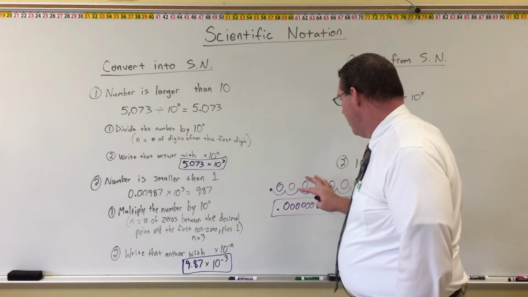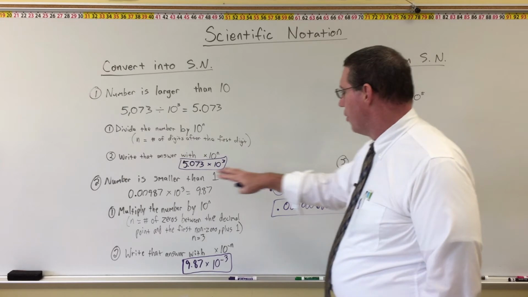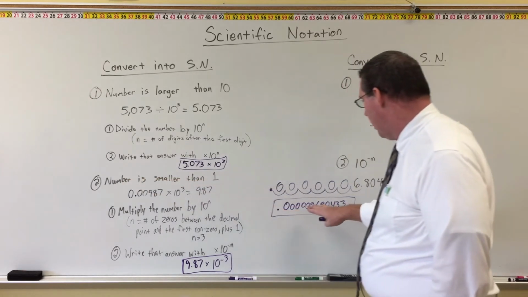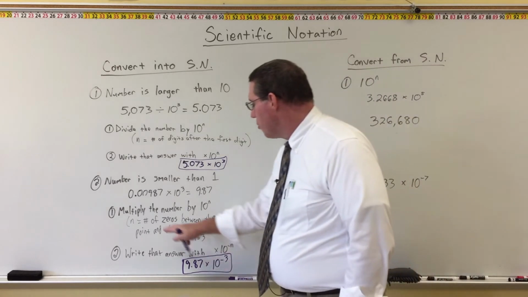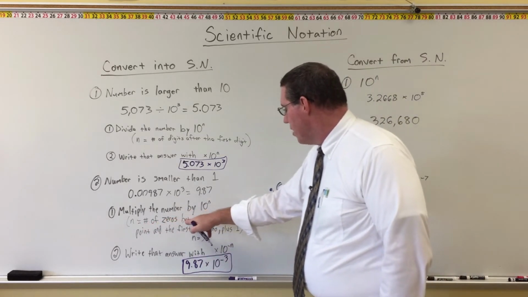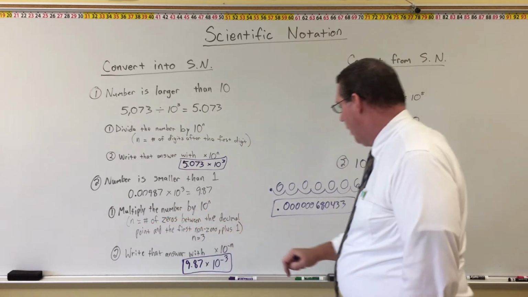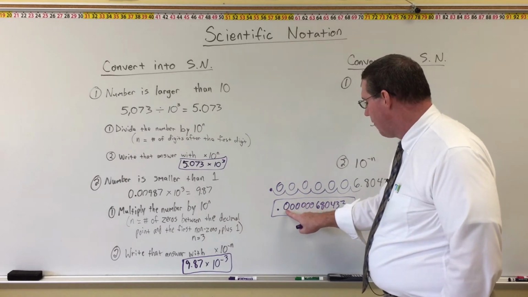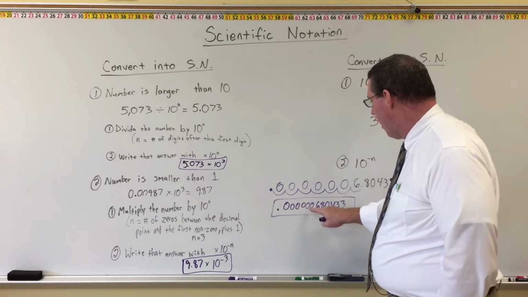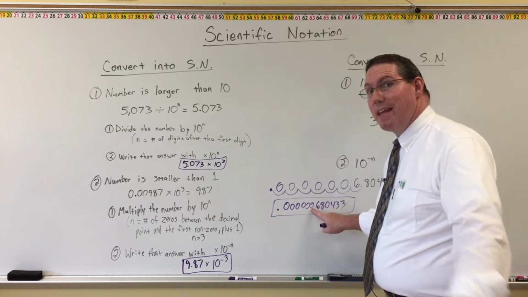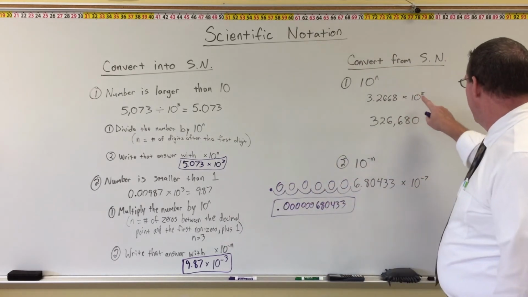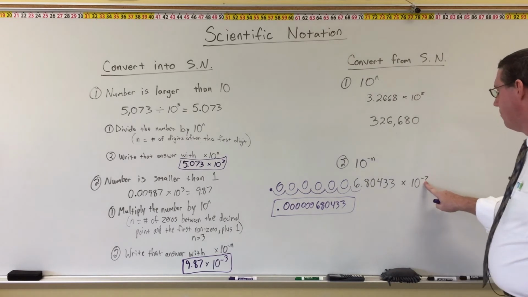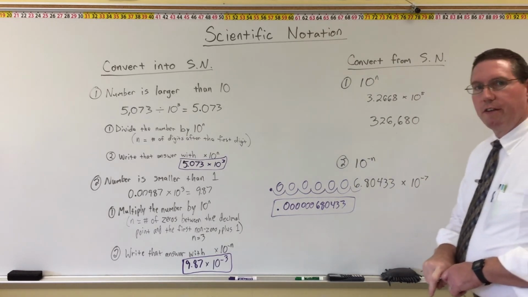So if we then take this number and go over here where our number is smaller than 1, well, this number is definitely smaller than 1. Remember what we were doing is we were adding up the number of zeros, but then doing plus 1. Well, let's see how many zeros we have here. 1, 2, 3, 4, 5, 6. Then add 1 more. That makes it 7. Then put a negative on it. Negative 7. Okay? So let's do a bunch of examples right now.